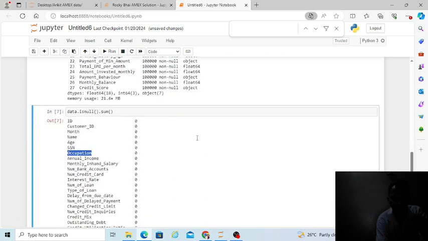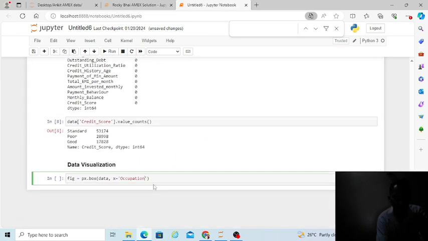So occupation, here it is, occupation. Color is credit score, and we'll give the title: credit score based on occupation.